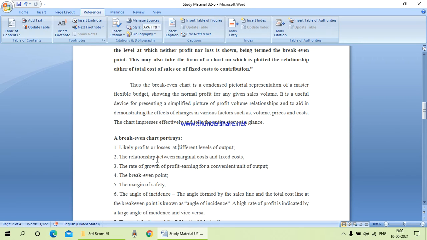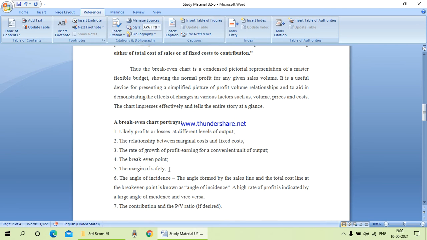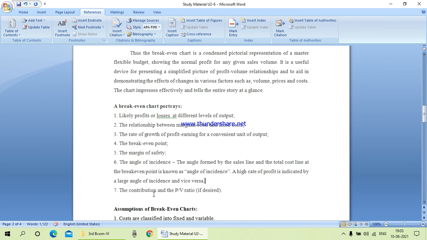Then the relationship between marginal costs and fixed costs, the rate of growth of profit earning for a convenient unit of output, the break-even point, the margin of safety, and the angle of incidence. The angle formed by the sales line and the total cost line at the break-even point is known as the angle of incidence. A high rate of profit is indicated by a large angle of incidence and vice versa. Then the contribution and the PV ratio.